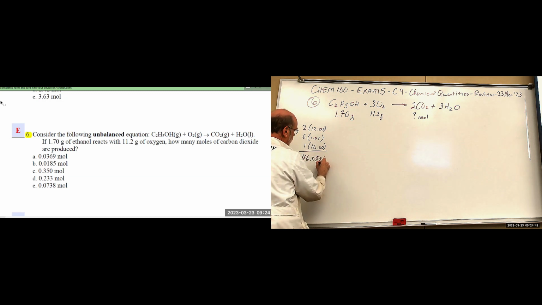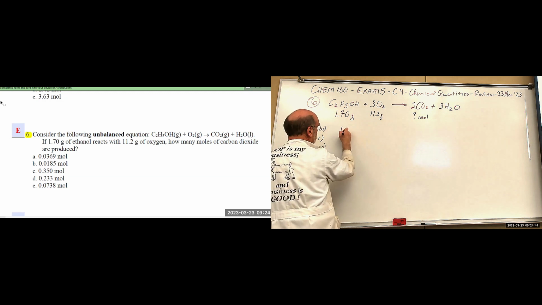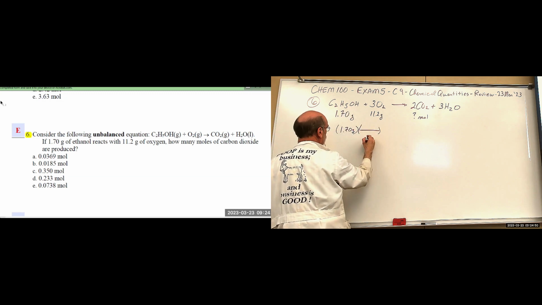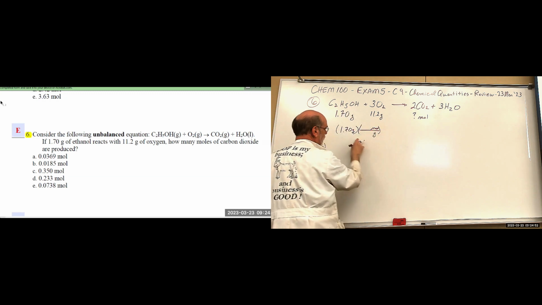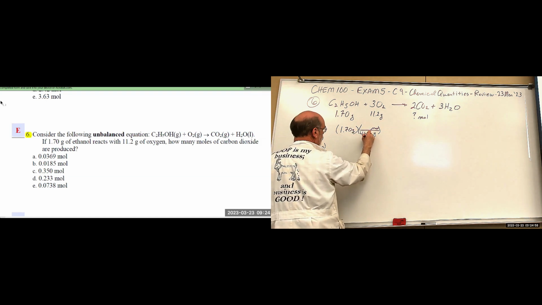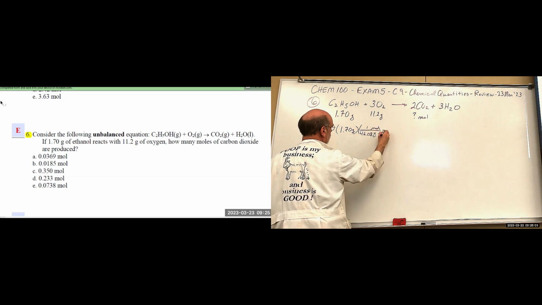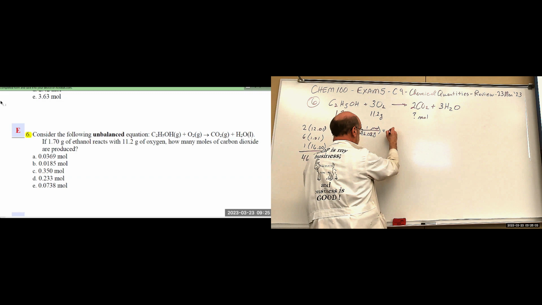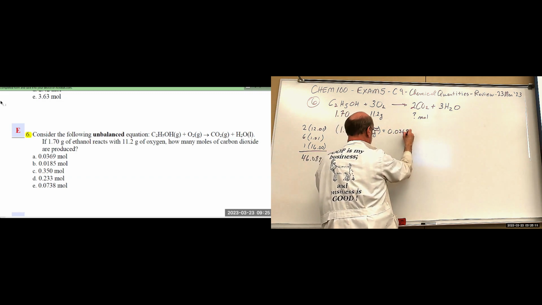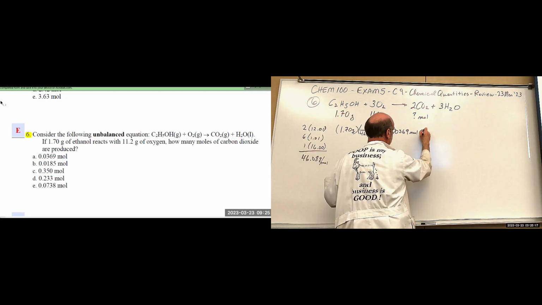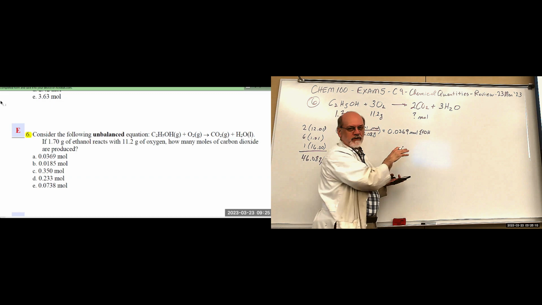46.08 grams per mole. All right, so let's take this one, 1.70 grams of ethanol, and convert it to moles. All right, grams on top, grams on the bottom, cancel. 46.08. So how many moles of ethanol do we have? 0.0369 moles of ethanol. That's my abbreviation for ethanol.